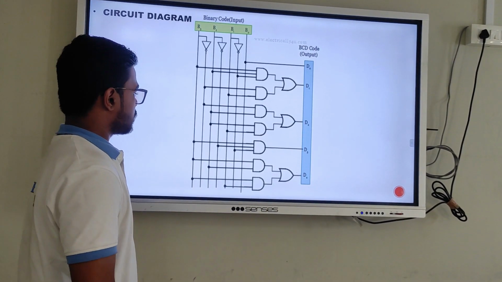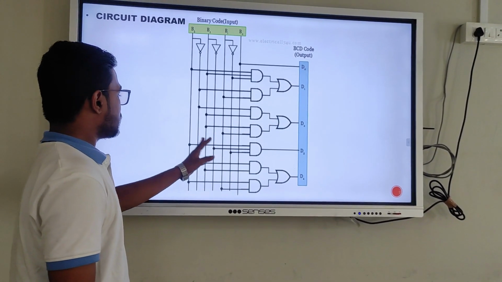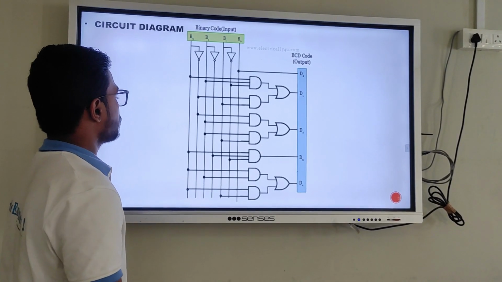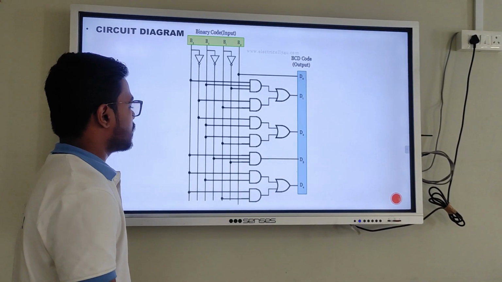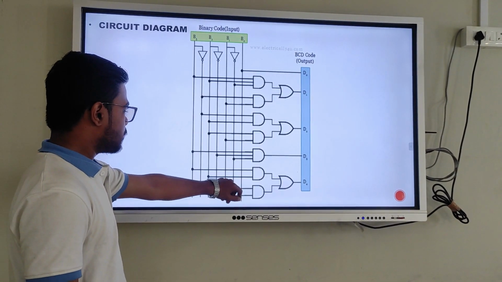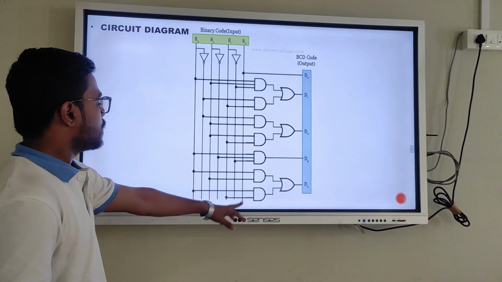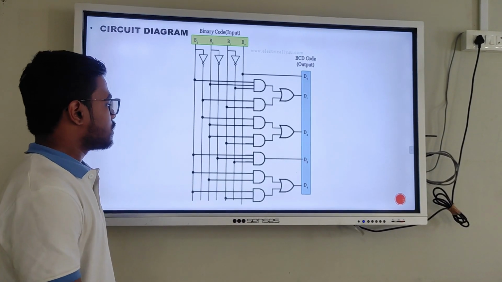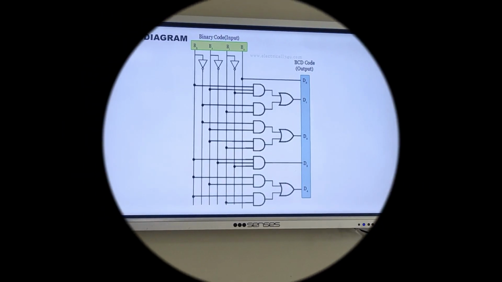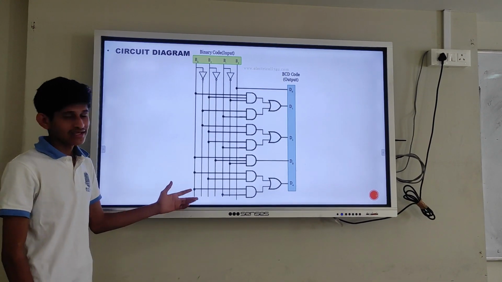And for the third, we take 3 inputs which are passed to the AND gate. The first input is from B3, B2 and B1, and for the last output we take the inputs of both AND gates from B3 and B2, and it is passed to the NOR gate, and hence we get the fourth output. This is the circuit diagram for the binary to BCD.